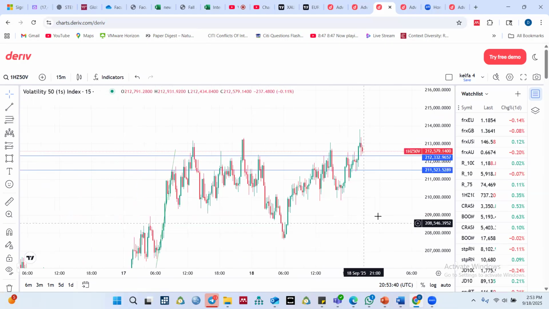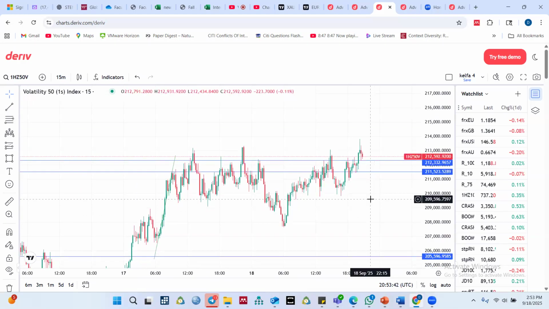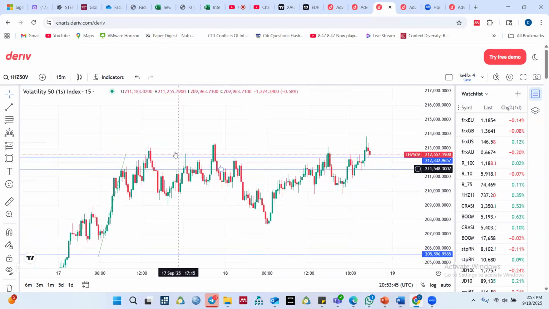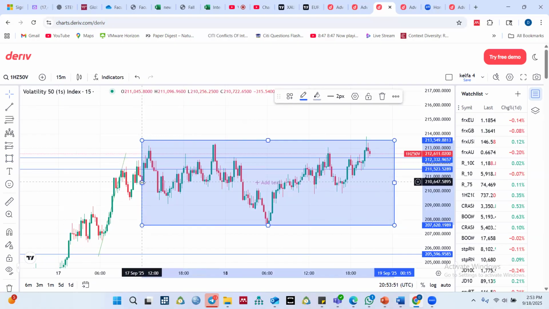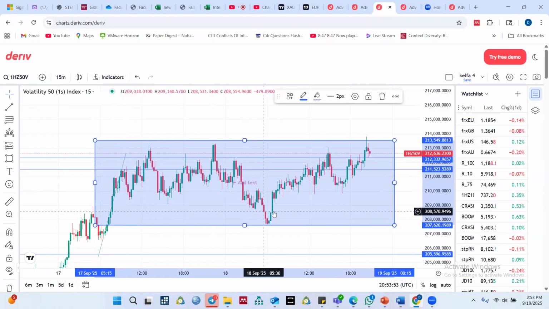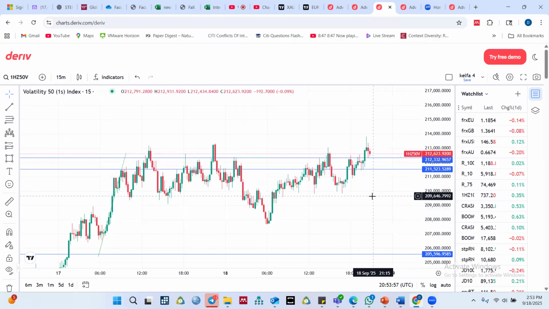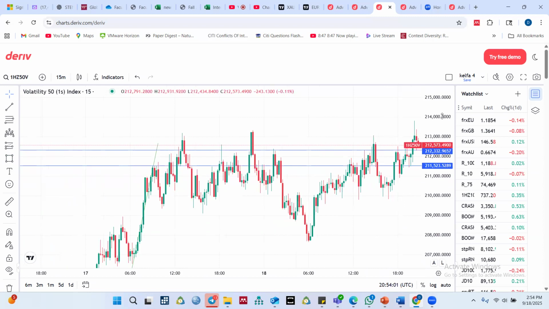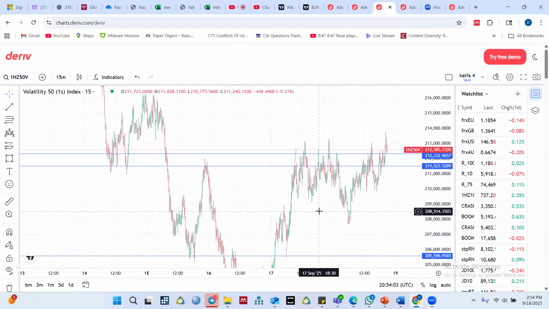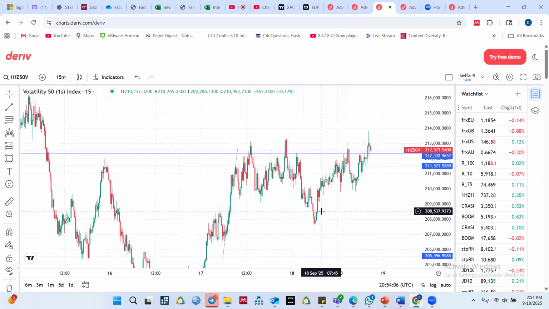Okay. So now let me show you another thing. You see there's consolidation around here. Anytime there is consolidation, you have to be happy because it's going to give you a good way to frame a very perfect setup. So there is consolidation around here.